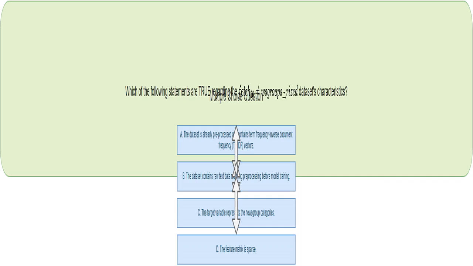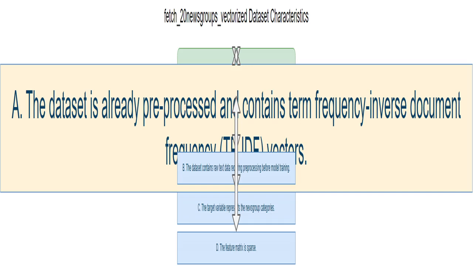I see this as a multiple-choice question. You need to choose which statements are correct about the fetch20newsgroupsvectorized dataset. I'm asking you to identify the correct statements about the important features of the dataset. This means understanding what type of data it holds and how it's organized. This statement says the data is already prepared and uses TF-IDF. TF-IDF, Term Frequency Inverse Document Frequency, is a method to convert text into numerical values representing how important each word is in a document and the collection. It's like a scoring system for words.